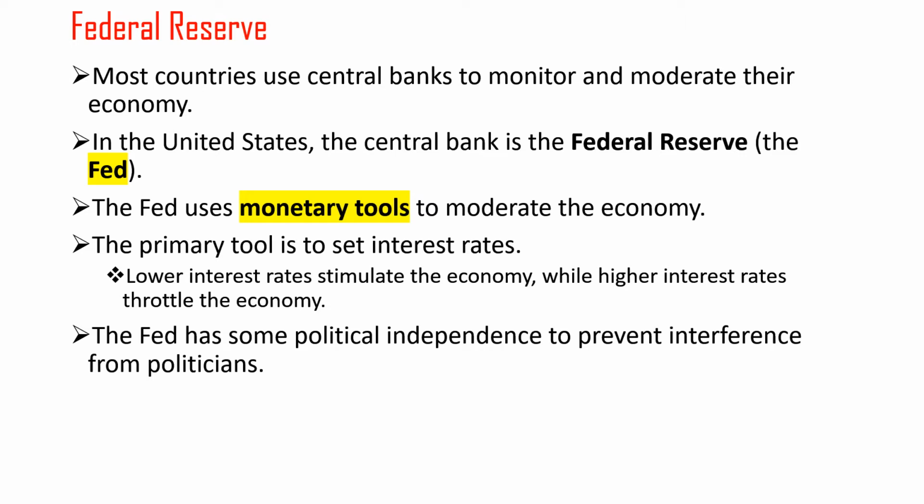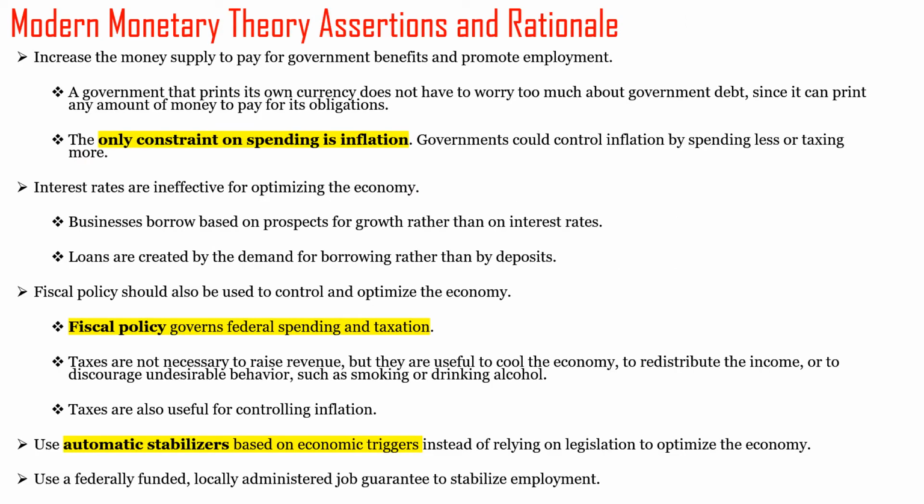A malfunctioning economy is poison to politicians, so the Fed was given some political independence so that it can maximize economic output rather than cater to the whims of politicians. Modern monetary theorists believe that controlling the money supply is a more potent tool for moderating the economy.